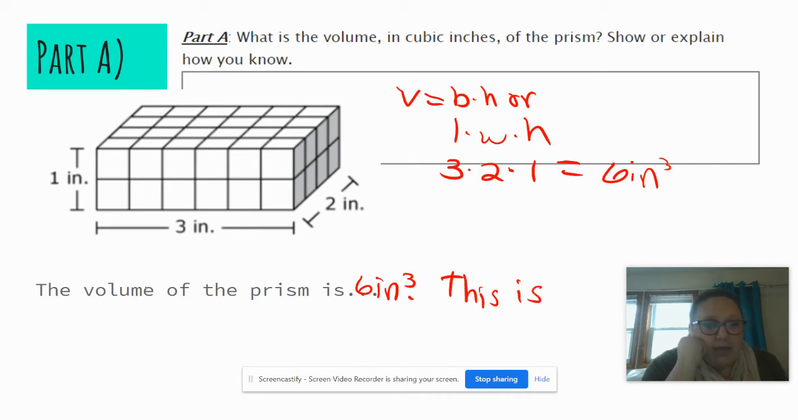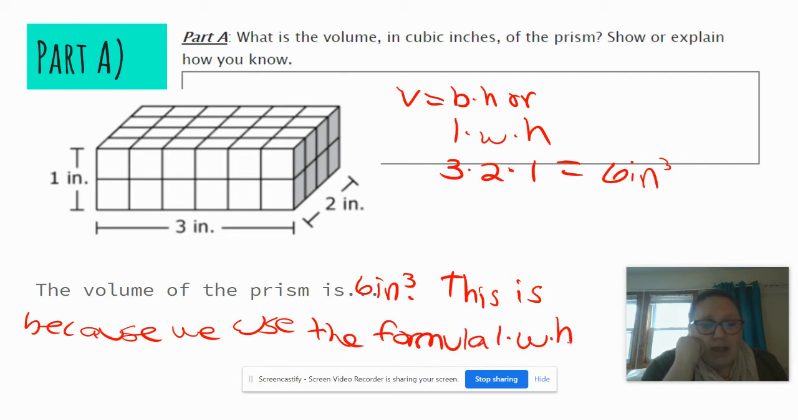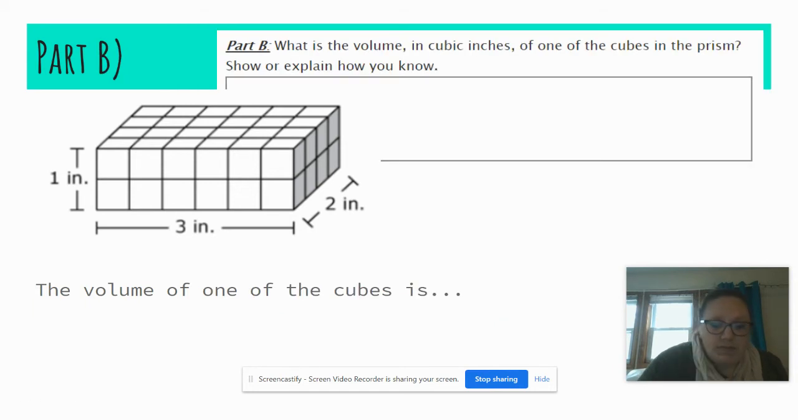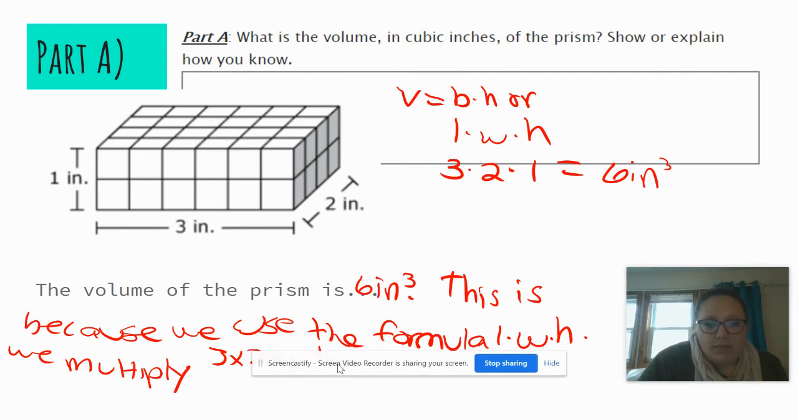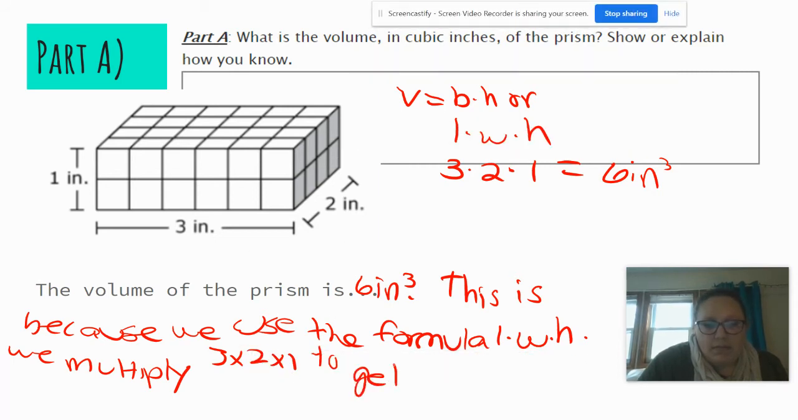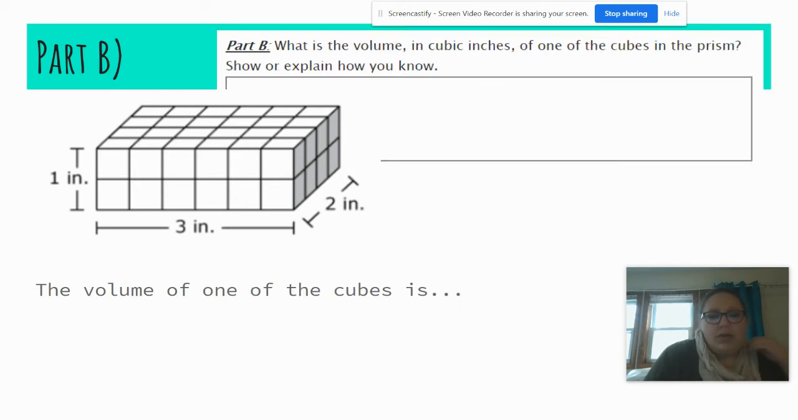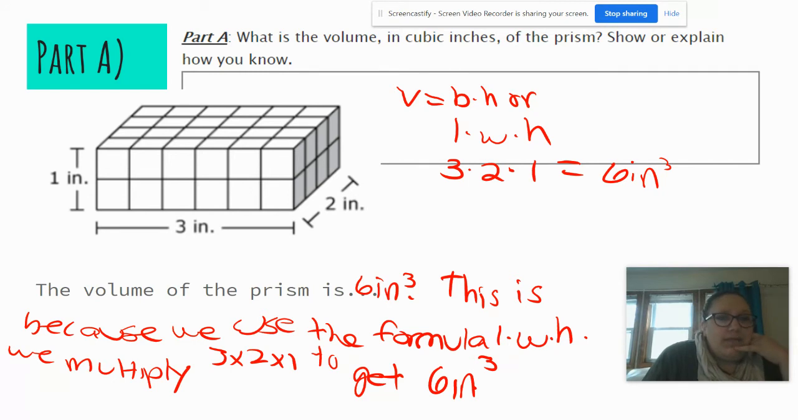This is because we use the formula length times width times height. We multiply 3 times 2 times 1. I'm going to move that up here. Get 6 inches cubed. Again, so that's for part A. That would be finding volume. Let's move on to part B.